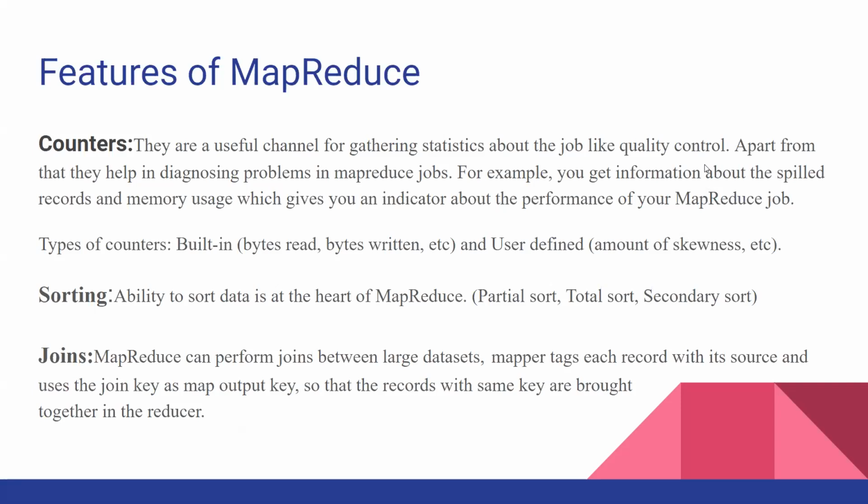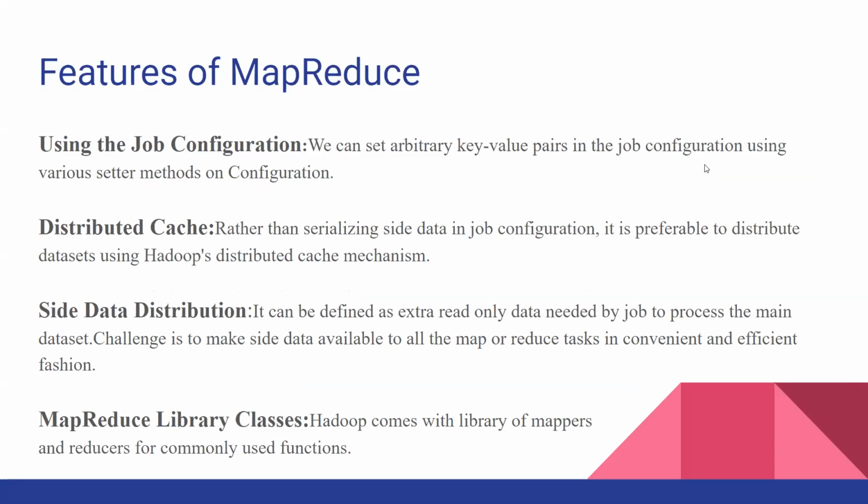Next is joins. MapReduce can perform different kinds of joins between data sets. The mapper tags each record with its source and uses the join key as the output. Can we move on to the next slide? Using the job configuration, MapReduce uses key value pairs for job configuration. It makes the job faster.